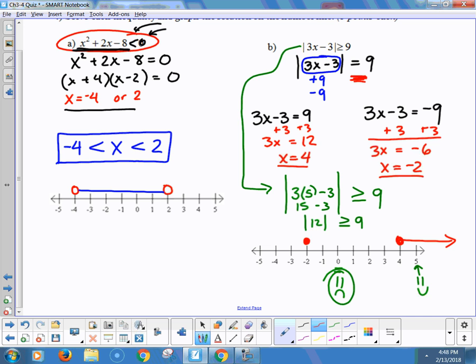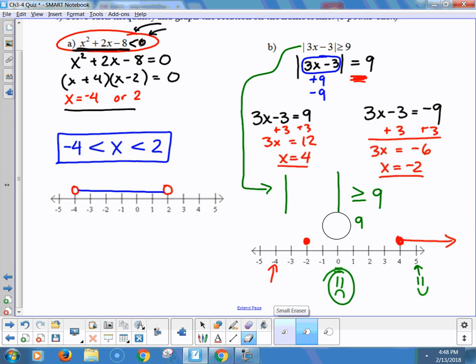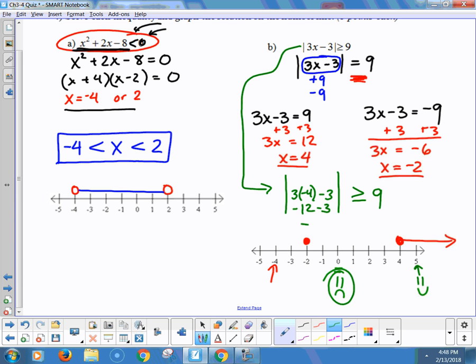And I could also test, say, negative 4. Just negative 4 right there. If x is negative 4, I get 3 times negative 4 minus 3. That's negative 12 minus 3, and that's negative 15. Is the absolute value of that bigger than 9? You betcha it is. So it also appears that values over here make this true.